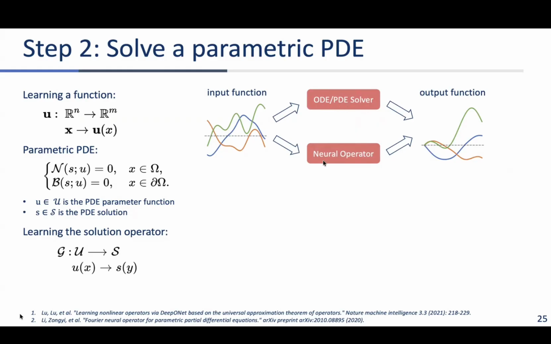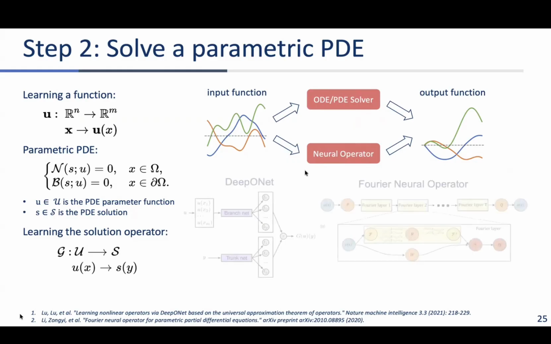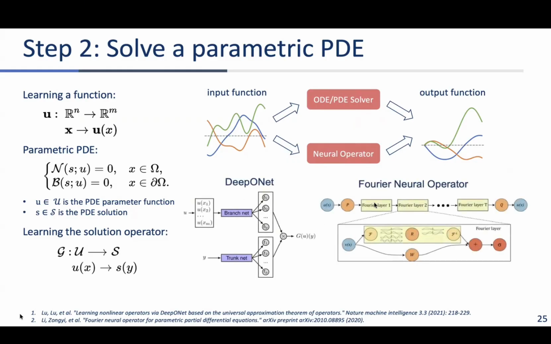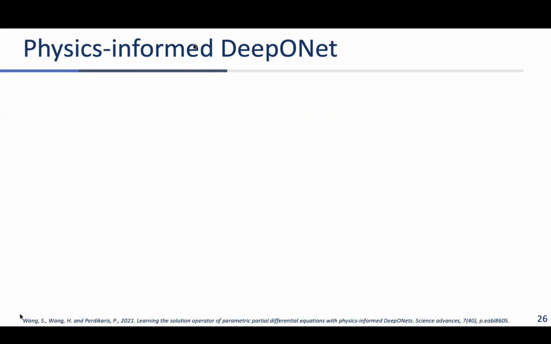And there are two representative frameworks. The first one is DeepONet. The second one is the neural operator. And for the rest of my talk, I'll focus on the DeepONet. So if we want to solve a parametric PDE, we can actually extend the idea of PINNs to do that. And I propose a framework called the physics-informed DeepONet.